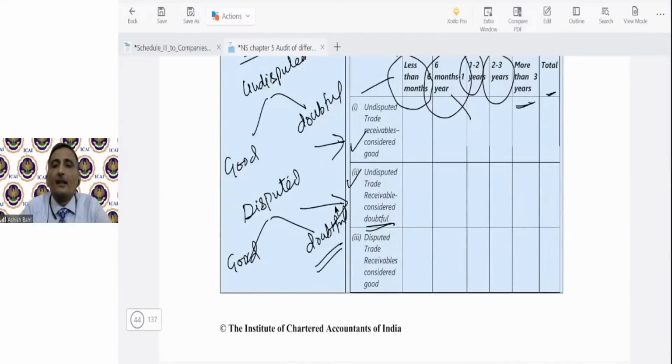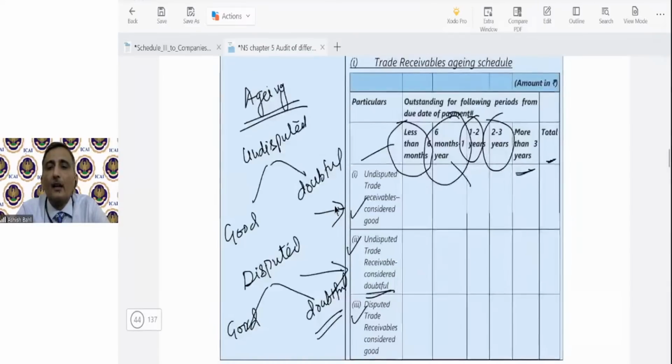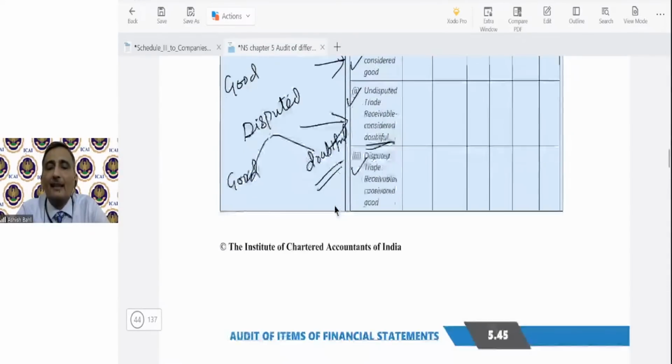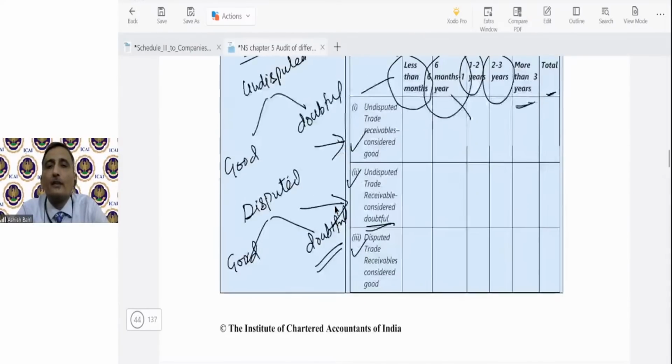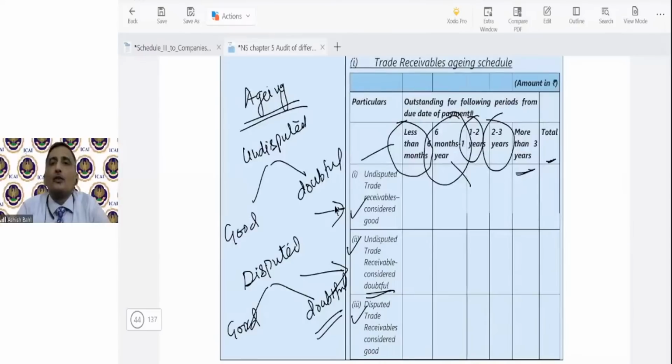And third is disputed trade receivables considered good. That means the trade receivables are disputed, some dispute is going on, but the party is not going back on its commitment to pay. Okay. So disputed trade receivables considered good, disputed trade receivables considered doubtful.